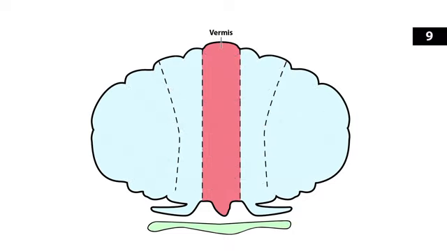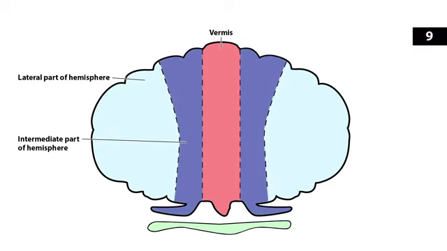Now, the functional division of the cerebellum is a little bit different. Functionally, each hemisphere is divided into a lateral part and an intermediate part, which is kind of sandwiched between the lateral hemisphere and the vermis on each side. And these intermediate parts are sometimes called the paravermal zones because they are adjacent to the vermis. The lateral hemispheres are also sometimes called the cerebrocerebellum because they receive inputs from the cerebrum. The vermis and the intermediate hemispheres are lumped together as the spinocerebellum because they receive inputs from the spinal cord, like the spinocerebellar tract.